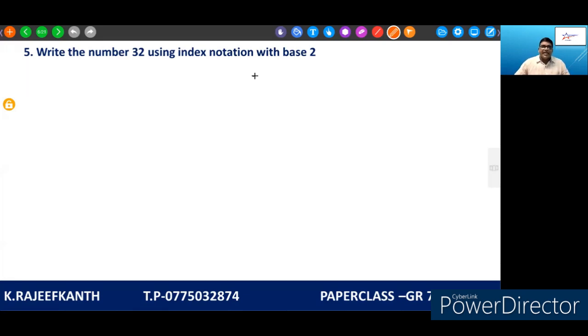Here 32, we have to divide by 2, then 16. Then 16 divided by 2, 8. 8 divided by 2, 4. 4 divided by 2, 2. Then 2 divided by 2, 1.